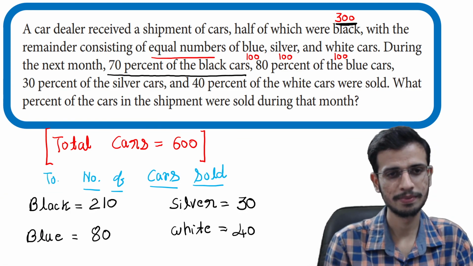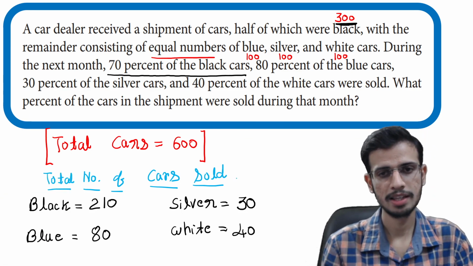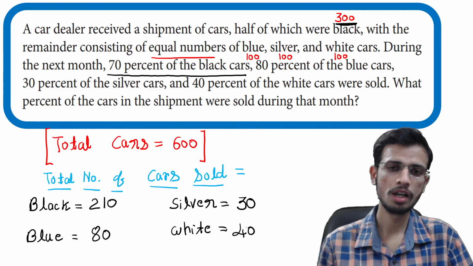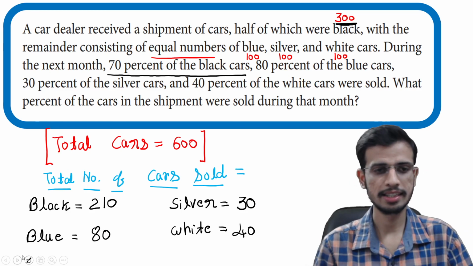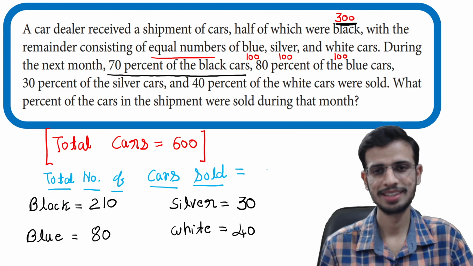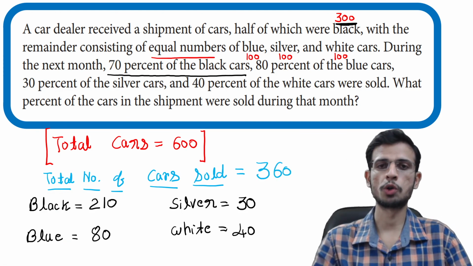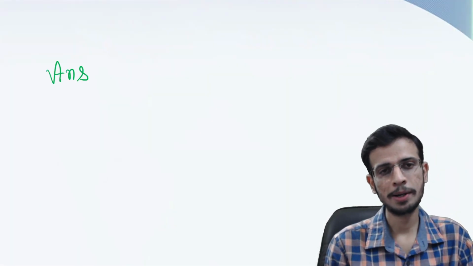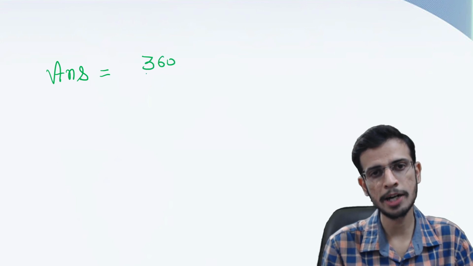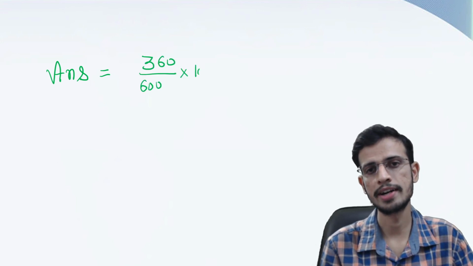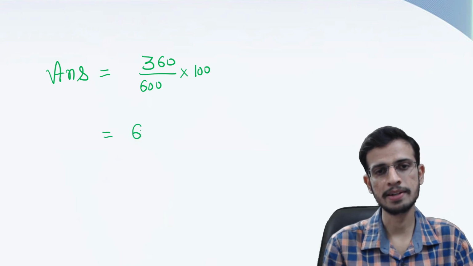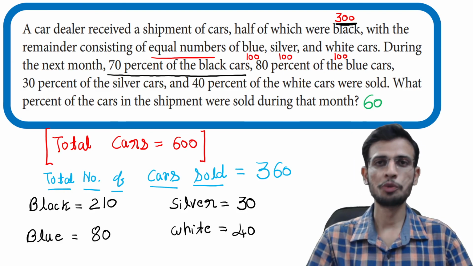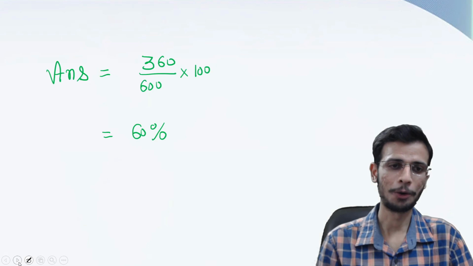Yes or no? It will be 360. What percentage of total cars were sold? What will be the answer? Our answer will become number of cars sold, that is 360, divided by total number of cars, 600. Right? So answer will become 60%. Numerical entry type question. Okay.